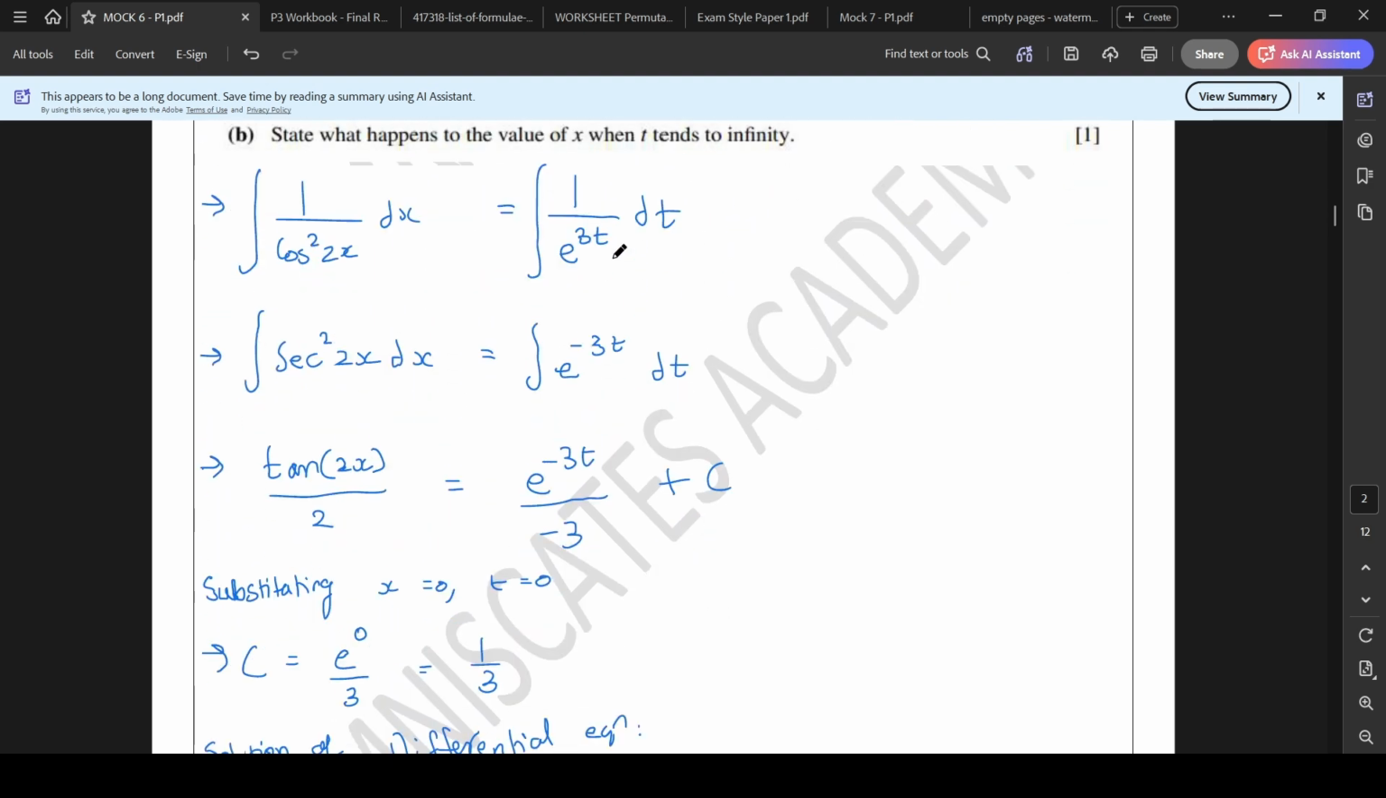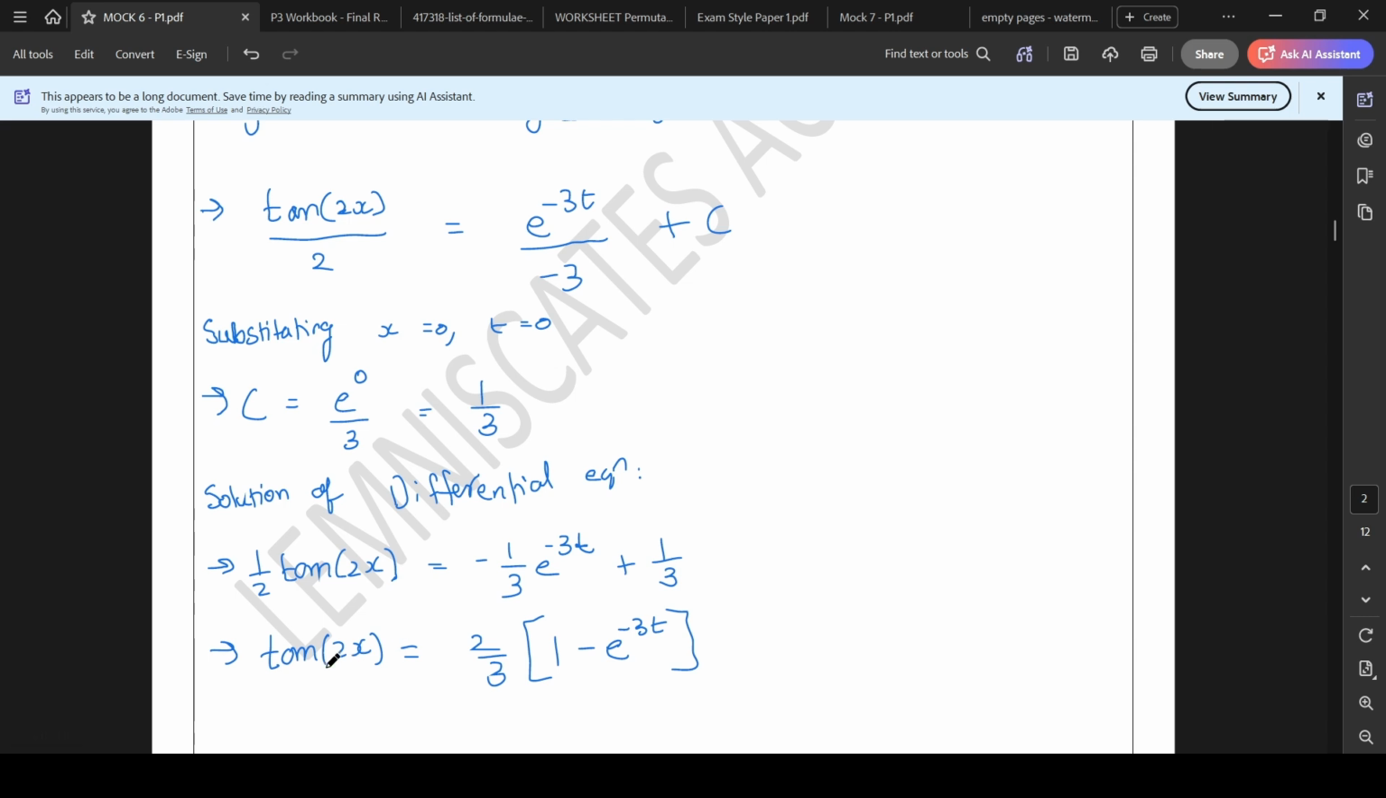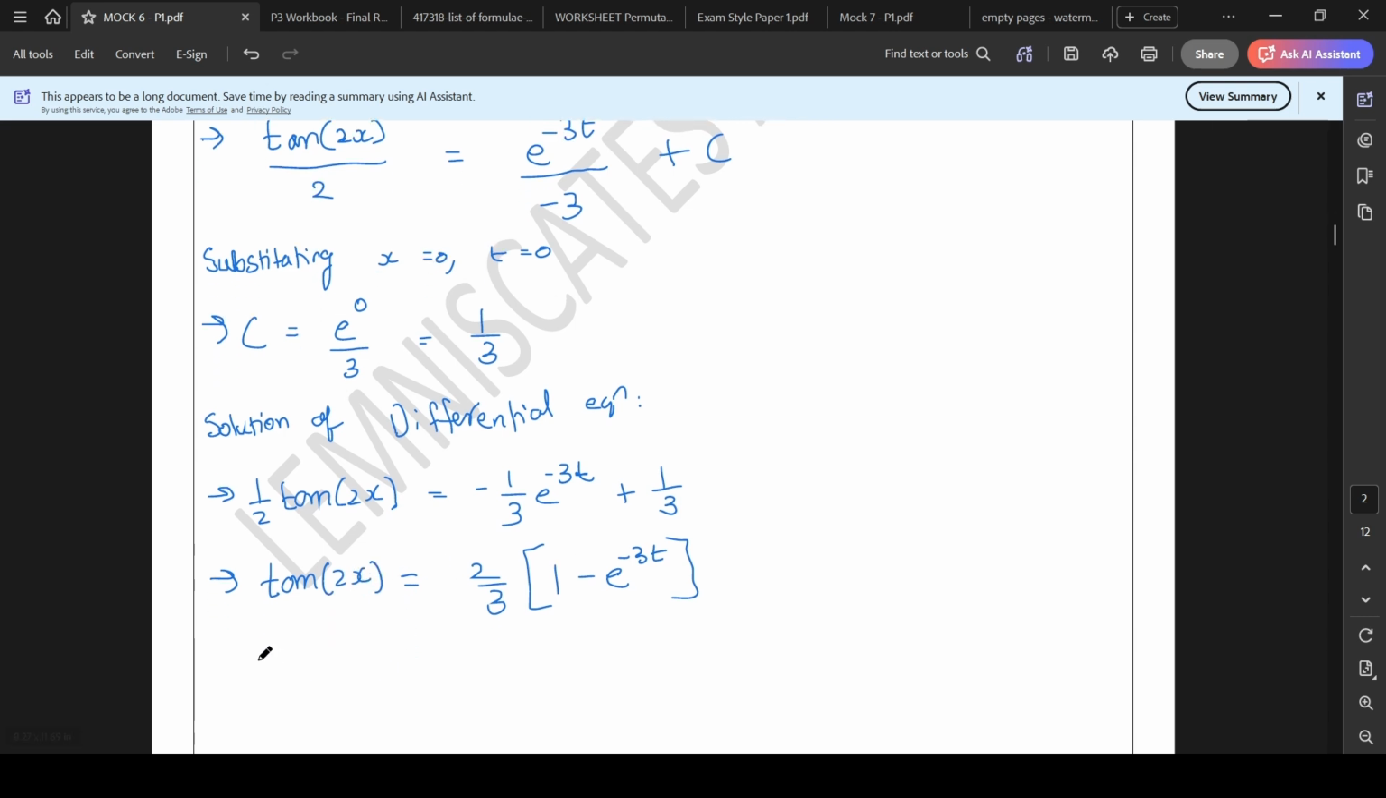Now I just need to do tan inverse and then divide both the sides by 2 to get x the subject of the formula. So therefore you can get x is equal to, first of all, tan inverse and then divide both the sides by 2. So it will become half of tan inverse of 2 over 3, 1 minus e to the power of minus 3t. And that is how we are done with this question. This is the first part of the question.